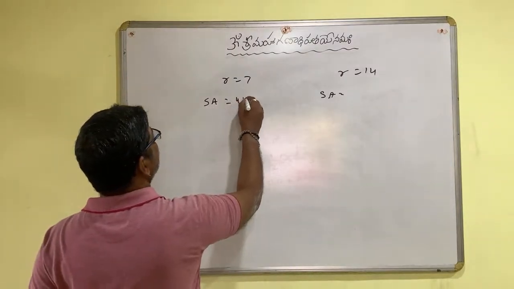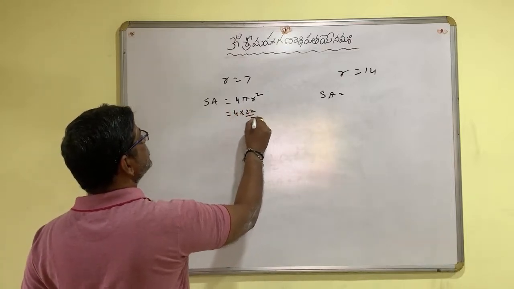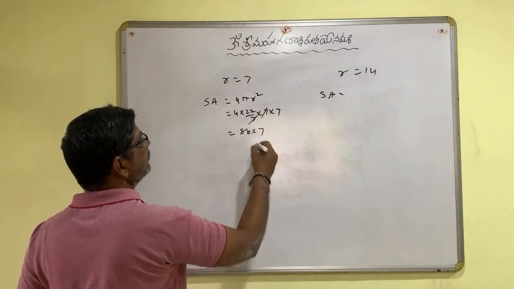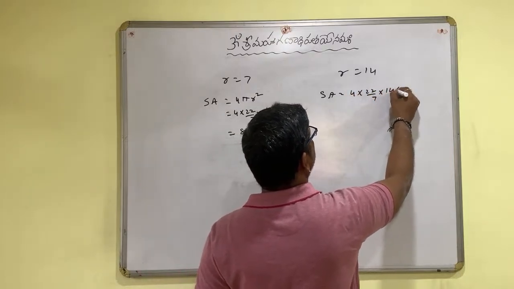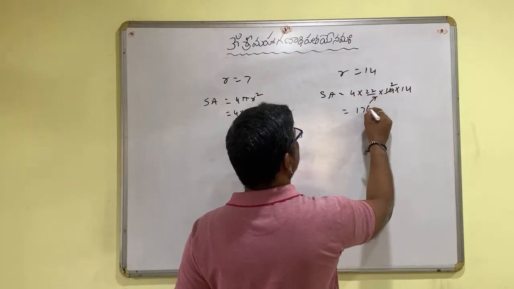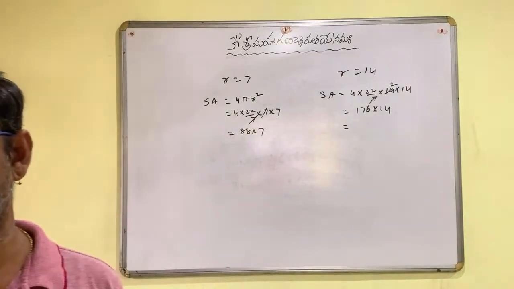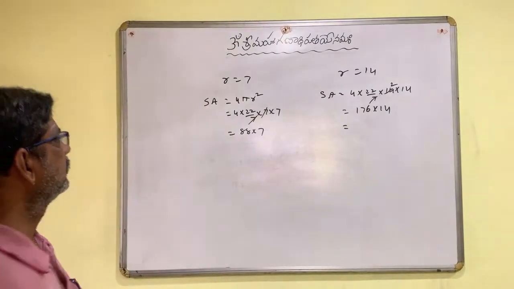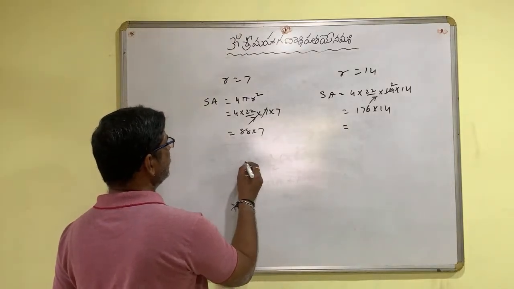Four pi r square. 4 into 22 by 7 into 7 into 7. 88 into 7, and here 4 into 22 by 7 into 14 into 14. 176 into 14. How much? You can do it. He is asking the ratio of the ratio.